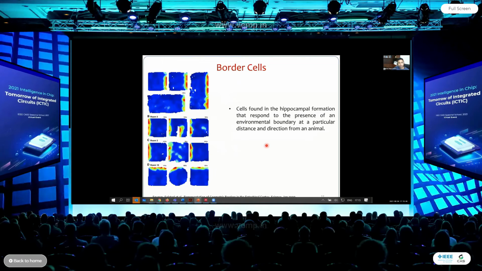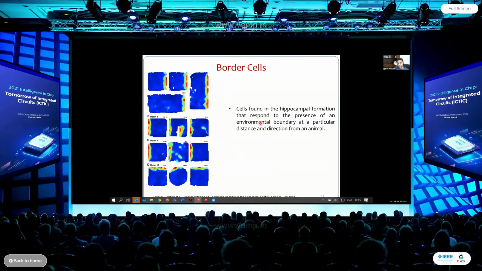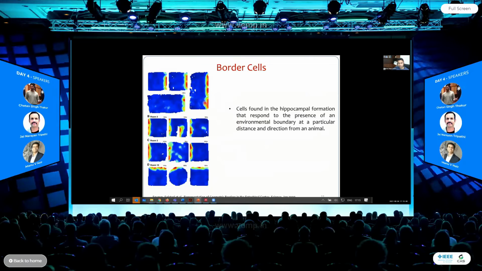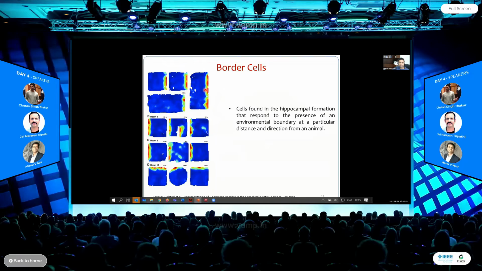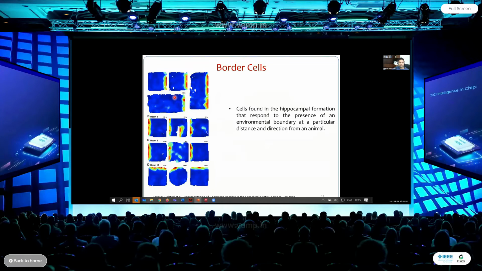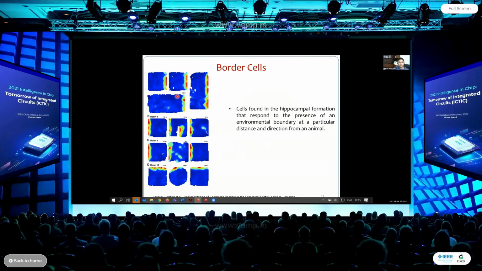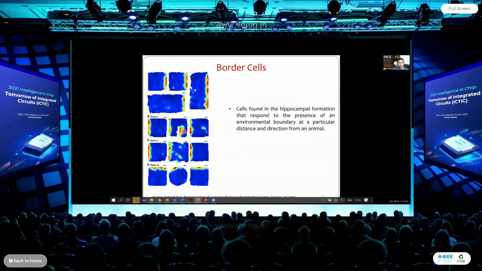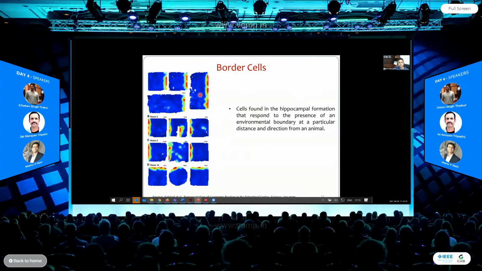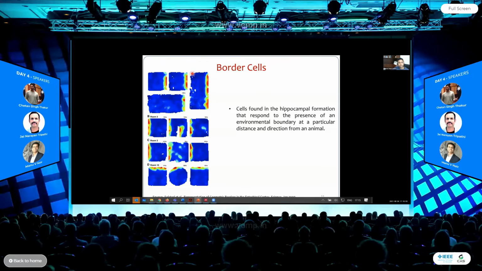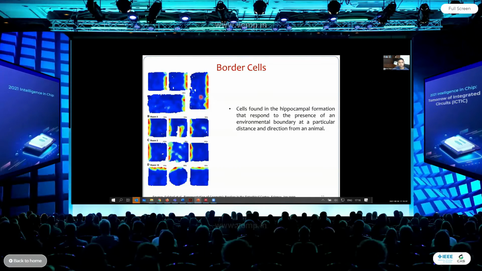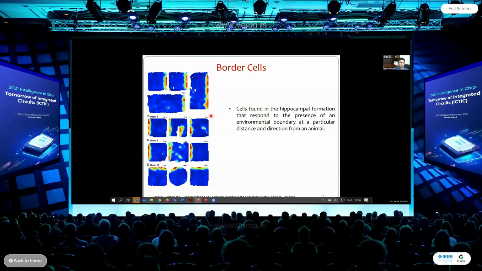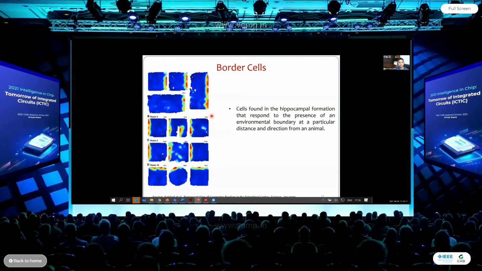And there are also border cells. These cells are sensitive to the boundary of the animal's navigating environment. However, we have not used border cells in our architecture, but for the sake of completion, I'm just explaining to our audience that there is also a border cell. Whenever the animal goes to the border of an arena, that particular neuron activates. So that's how it encodes that you are at the end of the arena.